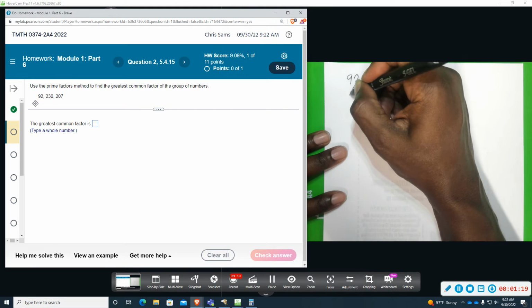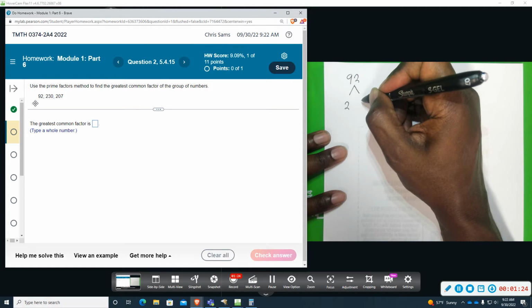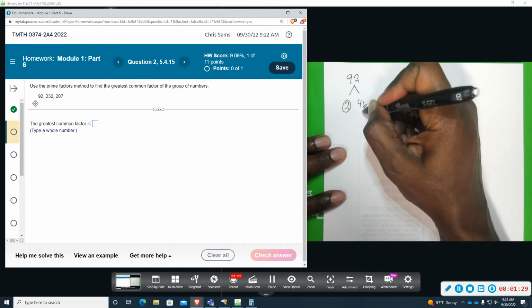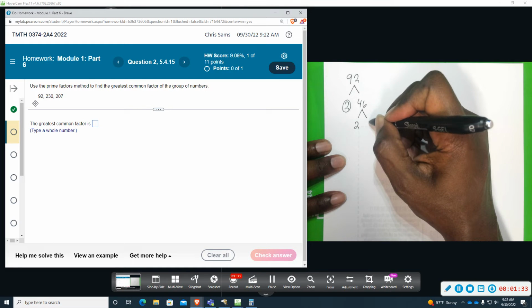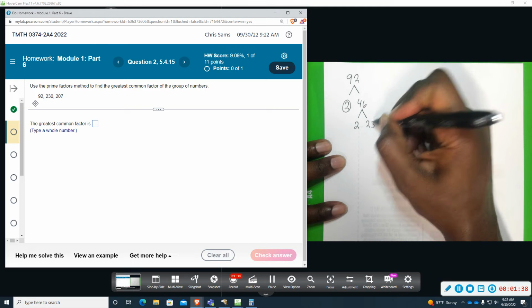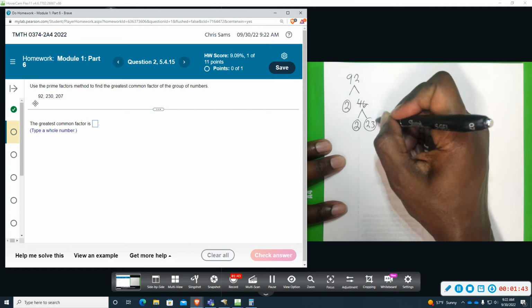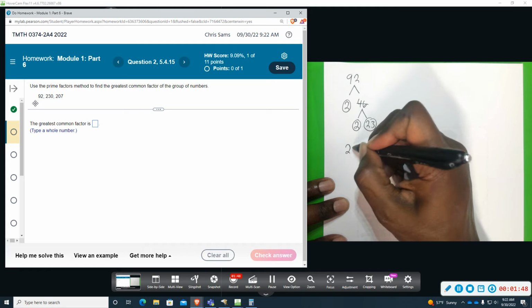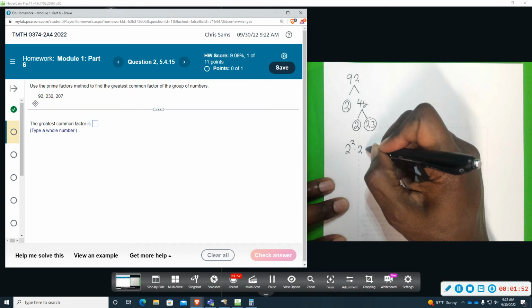Since 92 is even, I will divide by 2, and that will leave me with 46. And then 2 is prime. 46 is not, so 46 is still even. I will divide that by 2 again, and that would leave me with 23. And then 2 and 23 are both prime. So the prime factorization of 92 is 2 squared times 23.